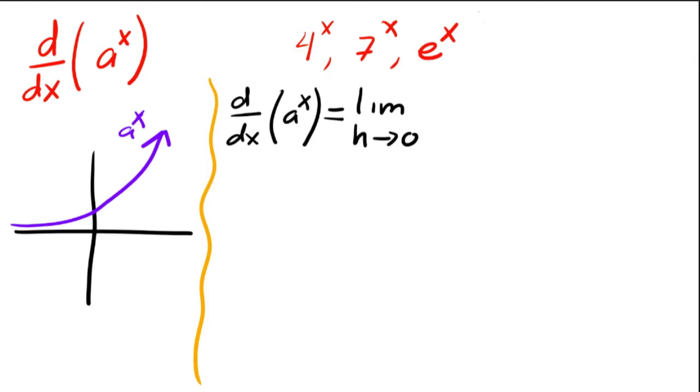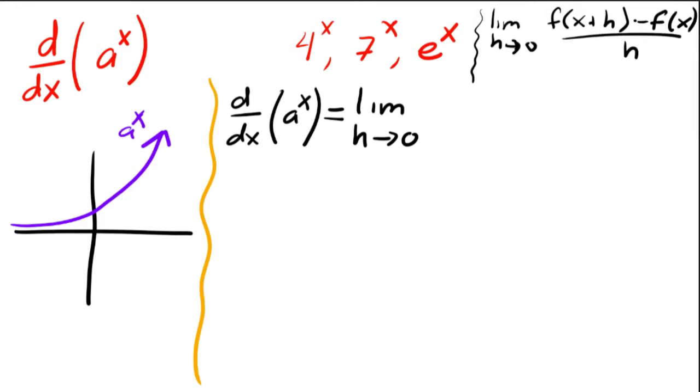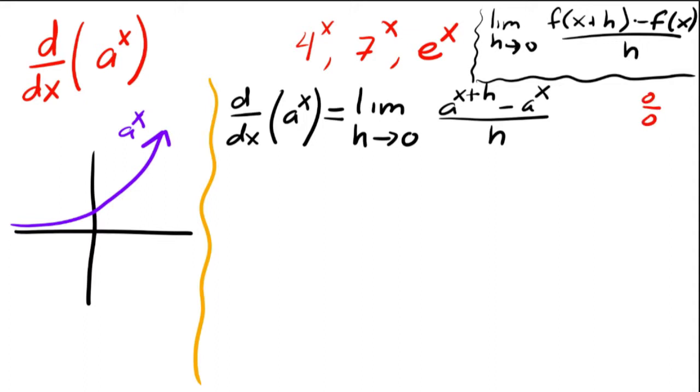Of, why don't I write it down up here? So the derivative is the limit as h approaches 0 of f of x plus h minus f of x all over h. Okay, so then what I'm going to have is the limit as h approaches 0 of a to the x plus h minus a to the x over h. Okay, so if you look at this, if I plug in 0, I get 0 over 0, which is an indeterminate form.